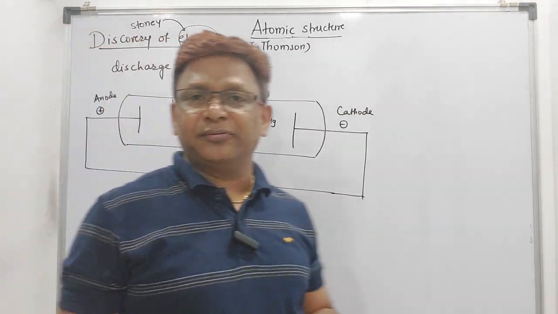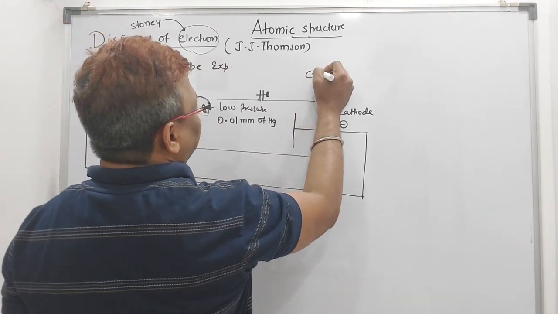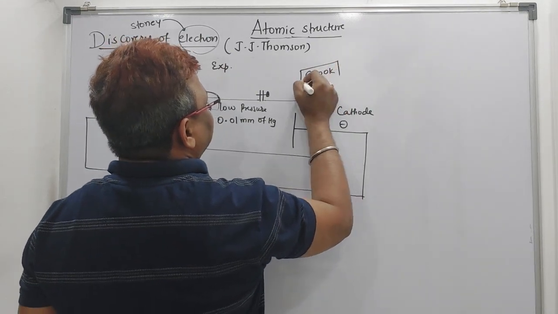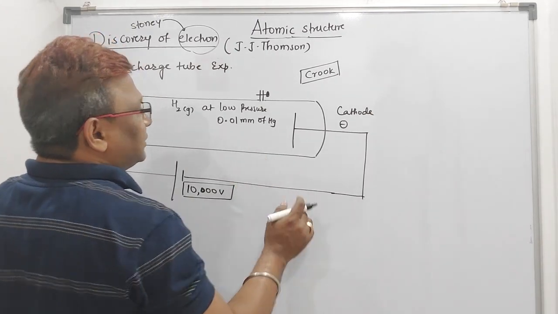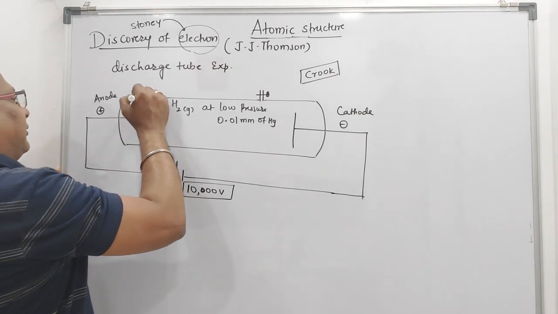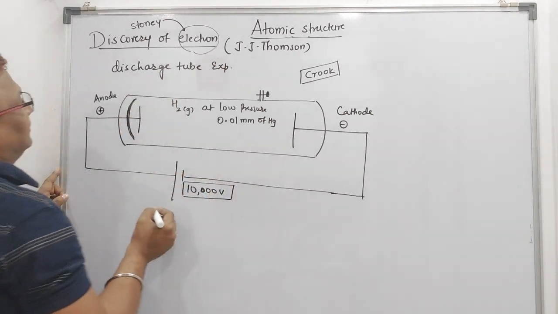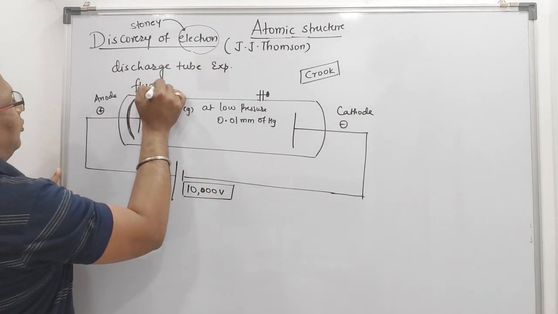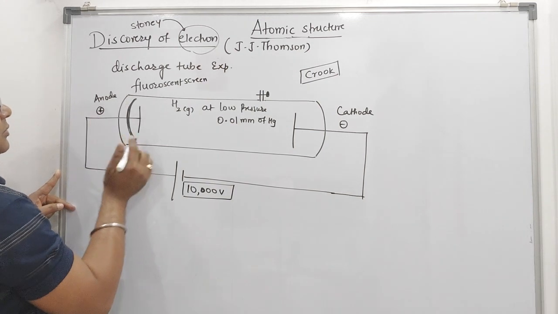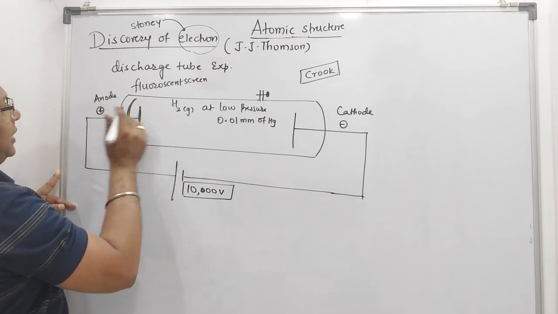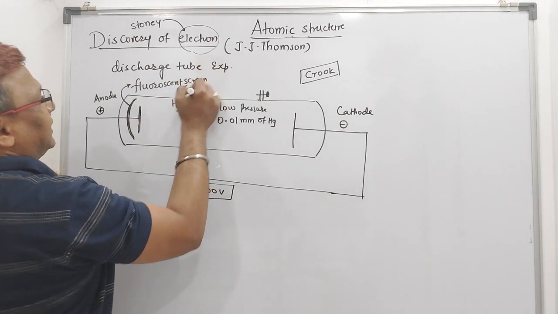By passing this high voltage current through the tube containing the gas at low pressure, the person named Crookes observed something new in this tube. What he observed, I'll tell you. He kept a screen here. Let us say, beta, this is a screen, and this screen is called a fluorescent screen. Crookes kept the screen behind this electrode. Which electrode is this, beta? Anode. This fluorescent screen is made up of zinc sulfide, ZnS.